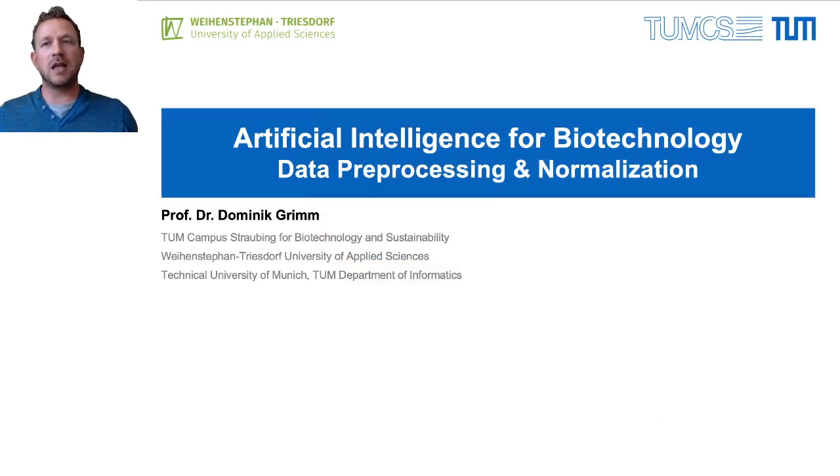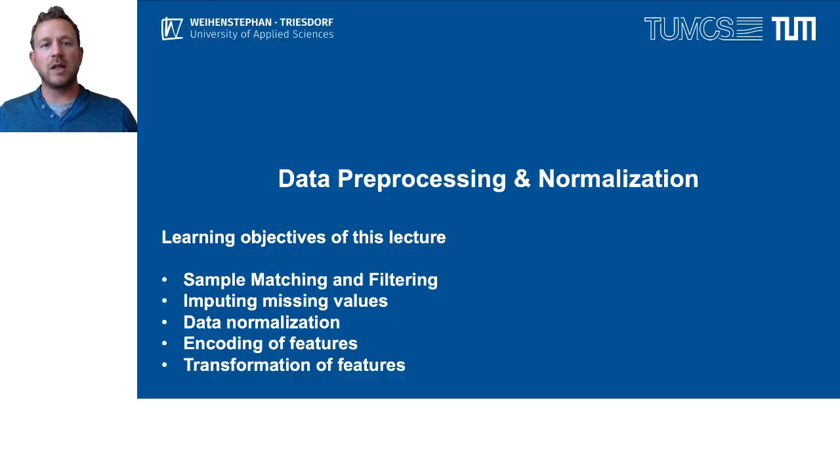In this lecture, we will now learn about a very crucial step that's always needed before we do any machine learning, and that's about data preprocessing and data normalization. So in this lecture, we will look at different types of how we can match samples and how we can filter samples, how we can impute missing values, what is data normalization and standardization, and what's encoding of features and feature transformation. So let's start with matching samples.